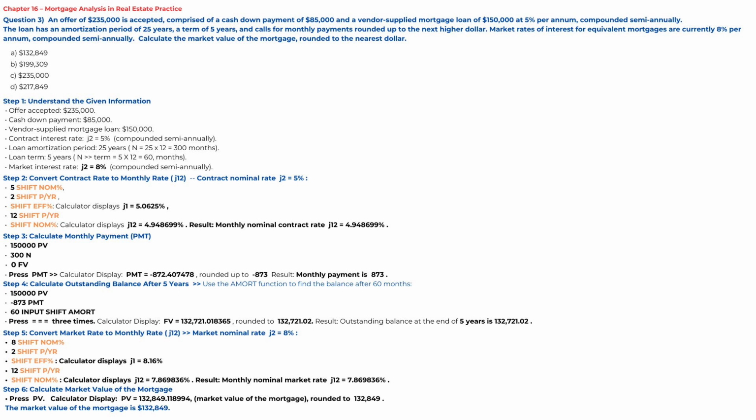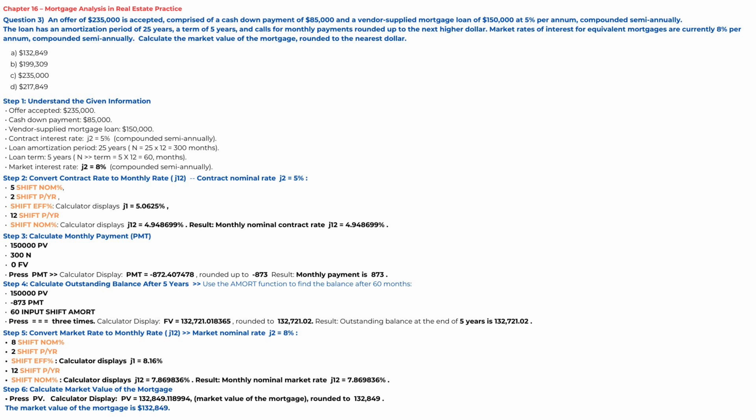Step 5. Convert market rate to monthly rate J12. Market nominal rate J2 equals 8%. 8, Shift NOM, 2, Shift PYR. Shift Effective. Calculator displays J1 equals 8.16%. 12, Shift PYR, Shift NOM. Calculator displays 7.869836%. That is the monthly nominal market rate. J12 equals 7.869836%.